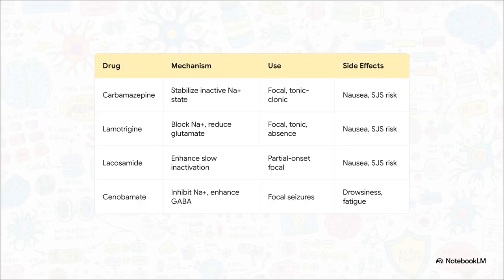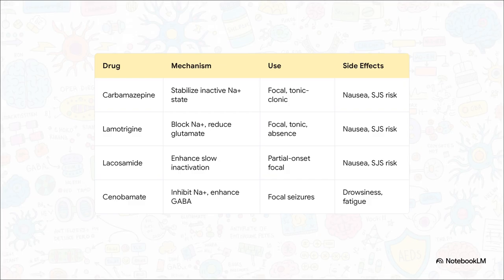Okay, let's look at the actual drugs that do this. First up, you've got the old school players, carbamazepine and phenytoin. They are the classic examples of what we just talked about. They stabilize that inactive state and stop the repetitive firing. Then there's lamotrigine. It also blocks sodium channels, but the knock-on effect is that it reduces the release of that main excitatory neurotransmitter, glutamate.